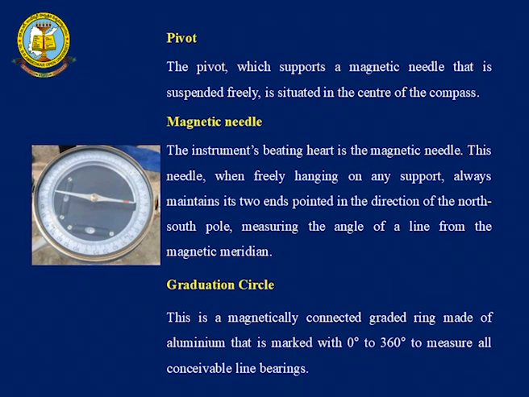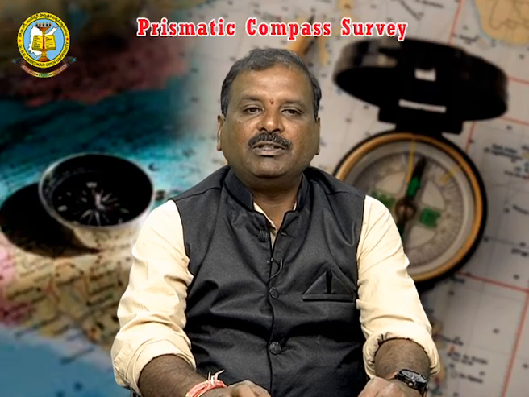Another very important part is called the graduation circle. In the figure you can observe the graduation circle, which is magnetically connected to a graded ring made of aluminum, marked from 0 degrees to 360 degrees. From the south it indicates 0, and goes up to 360 degrees, to measure all the conceivable line bearings. This graduation circle is very important.